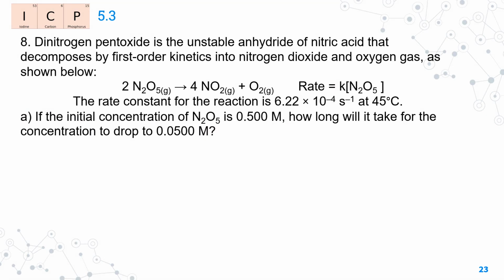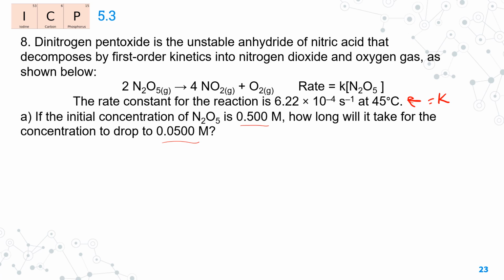All right, so let's look at number 8. Number 8 says dinitrogen pentoxide is an unstable anhydride of nitric acid that decomposes by first order kinetics into nitrogen dioxide and oxygen gas as shown below. The rate constant for this reaction is given, so I know K. The initial concentration of dinitrogen pentoxide is this molarity. How long will it take the concentration to drop to 0.5?